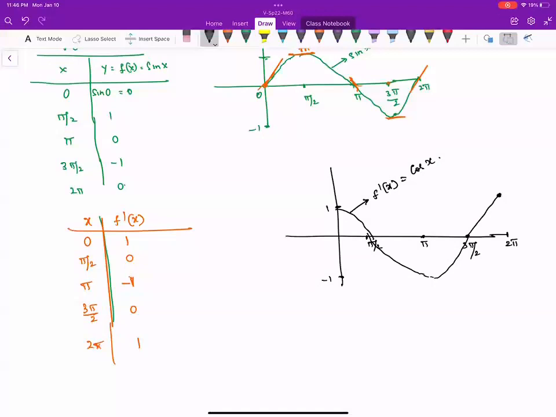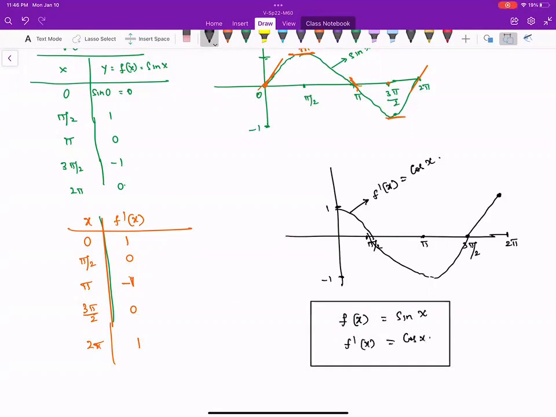So the question is also asking to find a formula. If f of x equal to sine x, then its derivative would be cosine x. This is something interesting that we proved by way of graph, using the point with the derivative, the slope, connecting every point with the slope and creating a new graph.